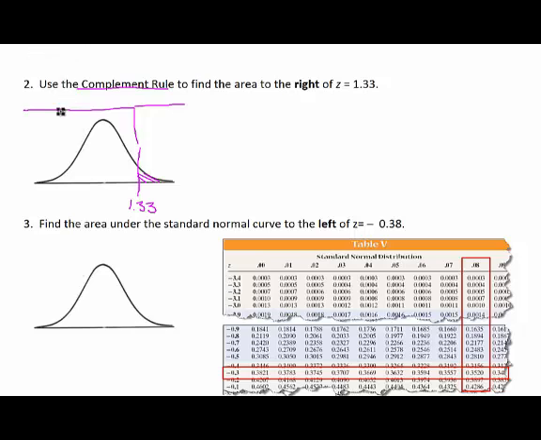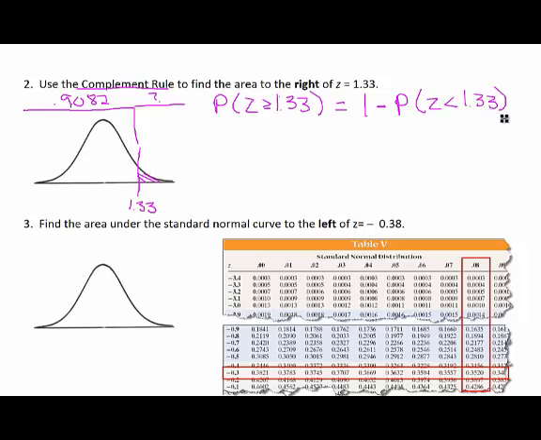What did we find it as? 0.9082 on the last problem. And so if that's 0.9082, what's the other part of it? Well, all we have to do is subtract. So here's how you would really write it if you were going to write it technically. The probability that your z is bigger than or equal to 1.33 is just 1 minus the probability that z is less than 1.33.